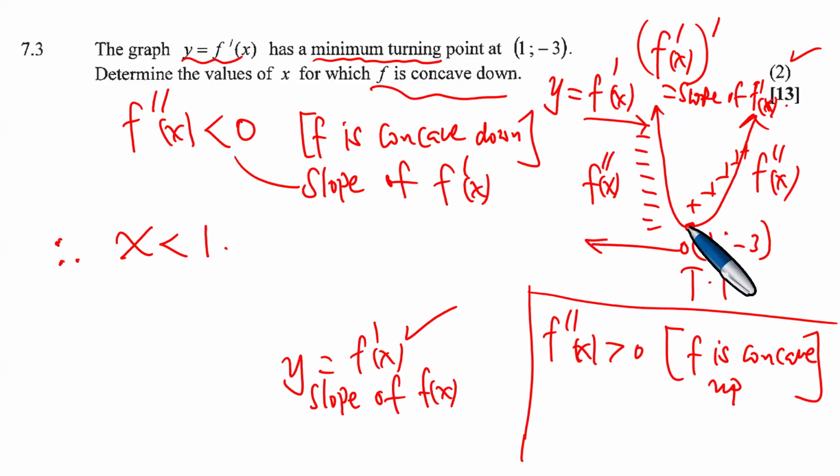That would mean that the slope is negative to the left of 1. Because at 1, something else happens: the slope is 0. But to the left, it is negative. So ideally the slope is negative to the left of 1, so x is less than 1.